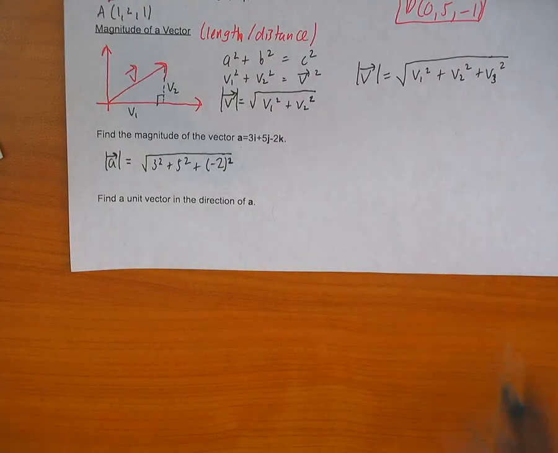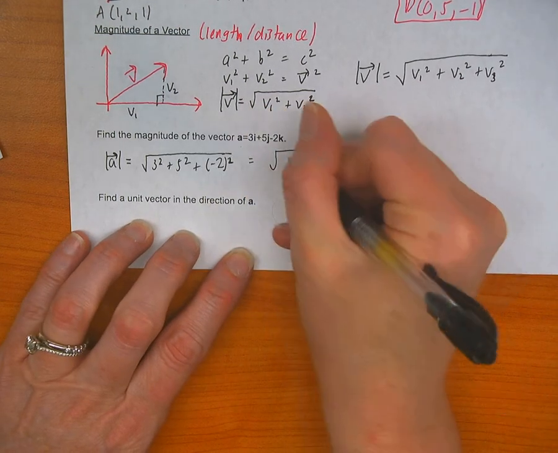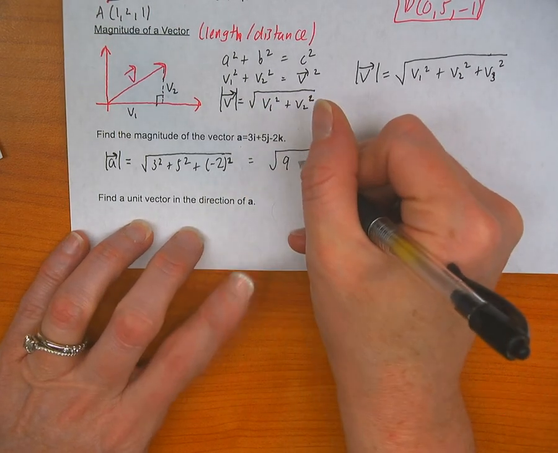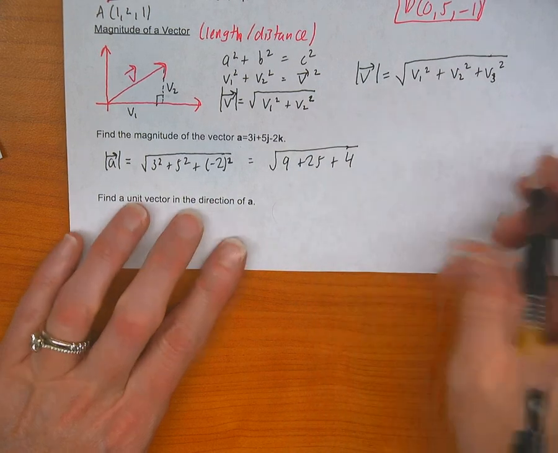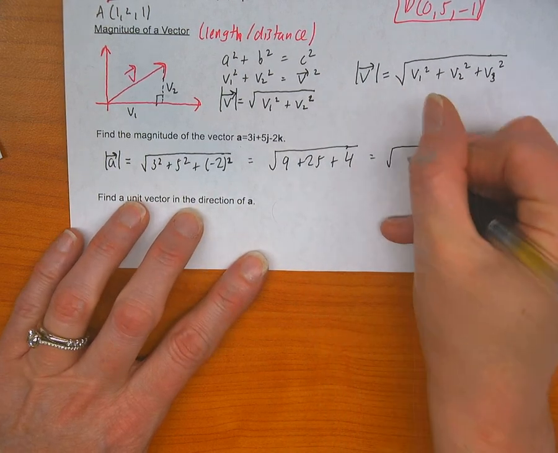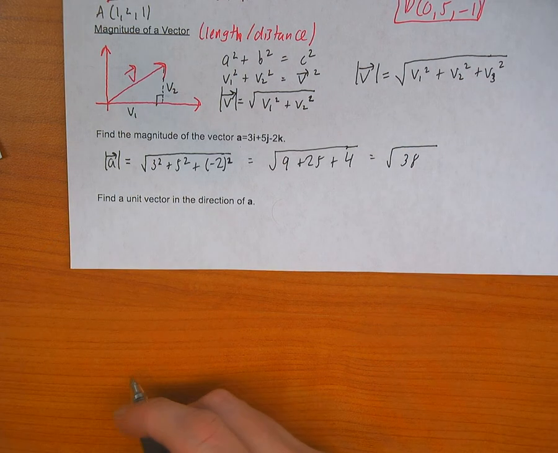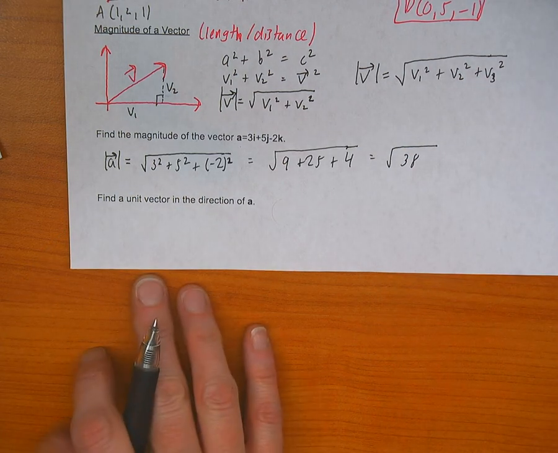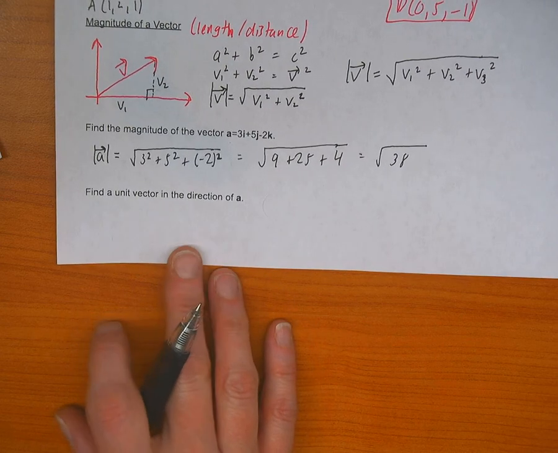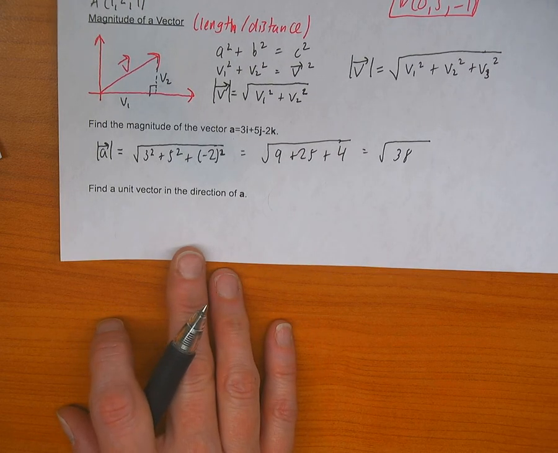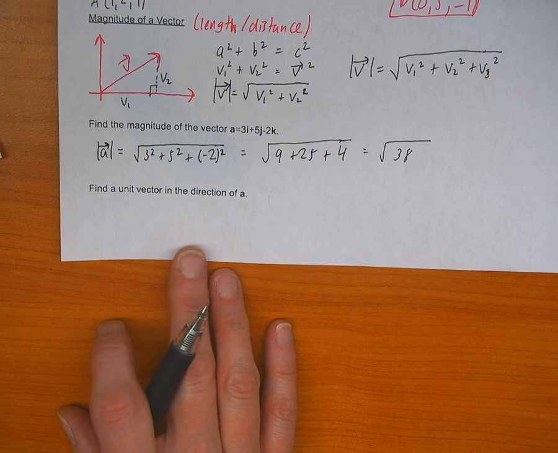And then I square them and add them all up. So the square of 3 is 9, the square of 5 is 25, and then 4. So I end up with the square root of 38. And that's typically how we'll leave that. If it does simplify, then yeah, they expect that you will. So like if it was rad 8, you should write that as 2 rad 2.